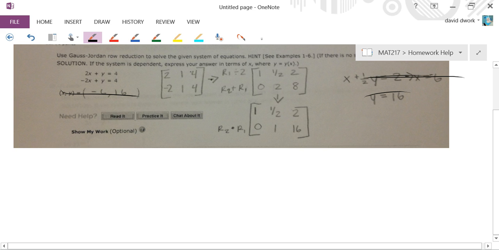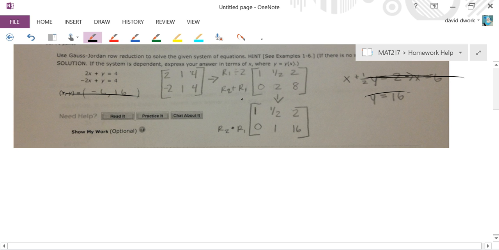Step 1, taking row 1 and dividing by 2, is completely legal. You are allowed to take any row and divide by a constant other than 0. That's fine. So let's make sure you did that math right. 2 divided by 2 makes 1. 1 divided by 2 makes a half. 4 divided by 2 makes 2.